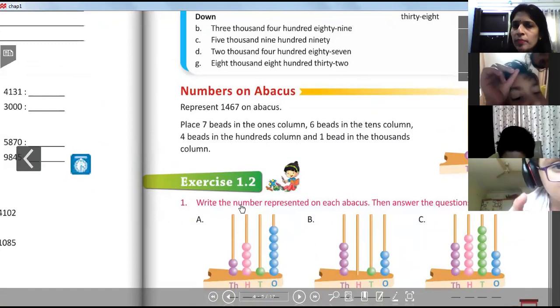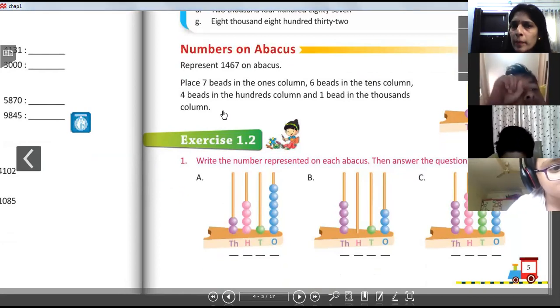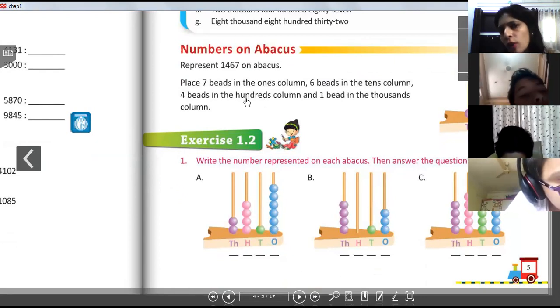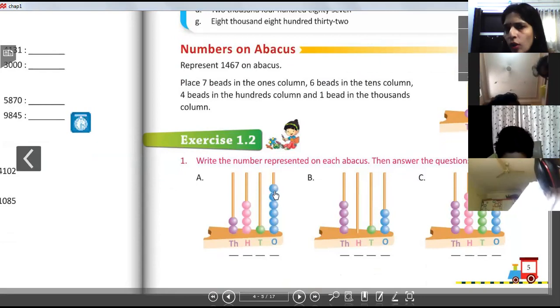Okay, like we have here exercise 1.2. In this we have to write the number represented on the abacus. Just now I've explained how to represent the numbers. So here what we do is count the number of beads at the ones place, or the ones column. So 1, 2, 3, 4, 5, 6. So I'm going to write here 6.